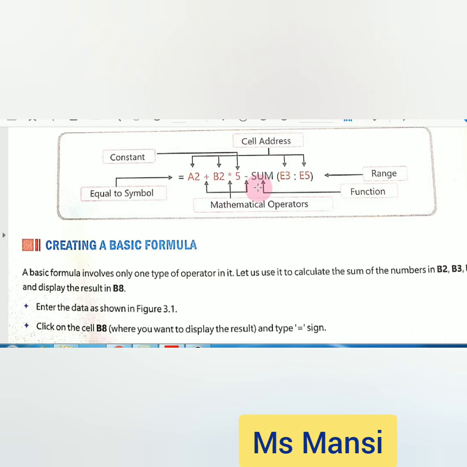Students, SUM is a predefined formula and it is known as a function. SUM means if you want to make a total of values, then SUM is used, and SUM here is a function because it is a predefined function. This is the range. E3 to E5 means this is a range, and these A2, B2, E3, E5 are known as cell addresses.